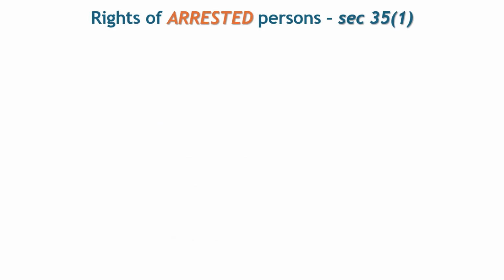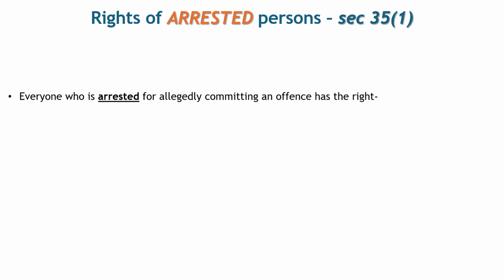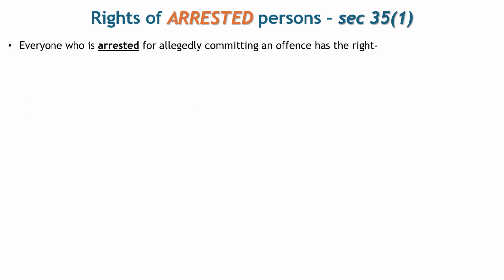Let's look a little bit more closely at the rights of an arrested person in terms of section 35(1) of the Constitution. A person is arrested for the purposes of allegedly committing an offense. There are other reasons for arrest as well. The rights attach here to an arrested person who is arrested for allegedly committing an offense, and this person has a number of important rights. First, the right to remain silent.